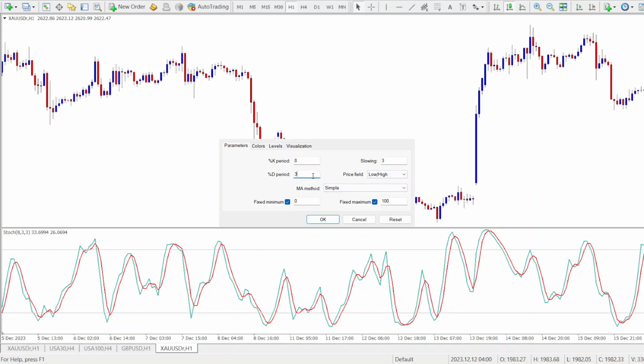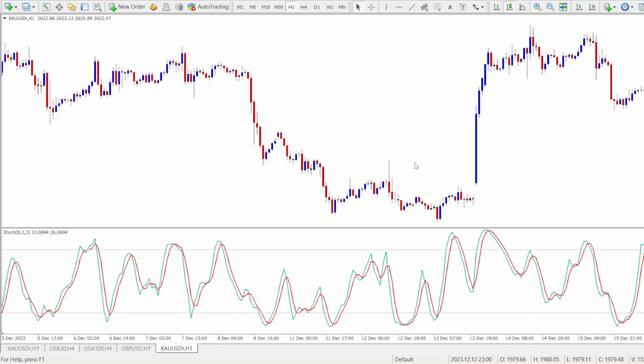And then as for the percentage D, which is 3 in this case, it is a moving average of the percentage K line, smoothing the data and filtering out whipsaws. So keeping this at 3 strikes a balance between smoothness and responsiveness, giving you clearer confirmation signals. Remember, these settings are really effective. They're going to help you to catch price changes faster.